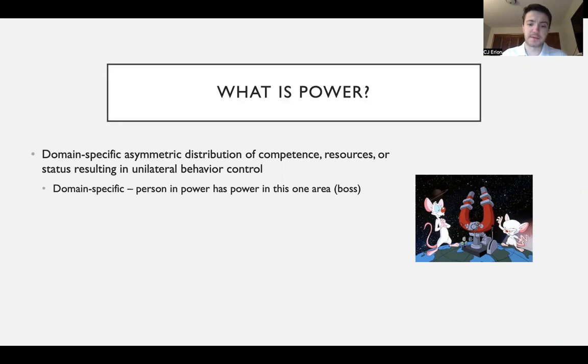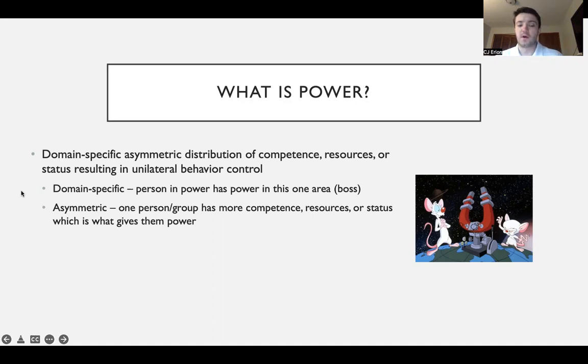So we have domain specific. So this just means that the person has power in this one area. It's not a guarantee that the person has power or does not have power in a different area. It's domain specific. So an example of that is a boss, right? A boss has power in this one domain that is the work environment.